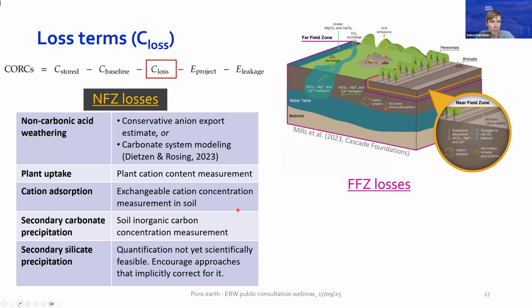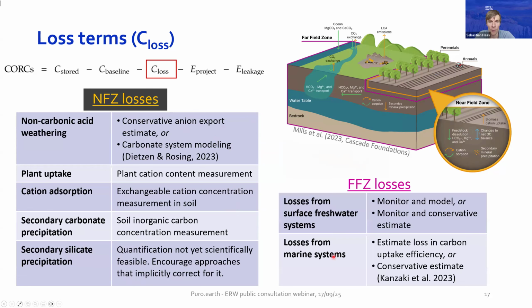And I won't go into the other examples. You can read those in the methodology. Briefly on the far field zone losses, there's two loss terms here: the losses from surface freshwater systems, mostly thinking of rivers here, and losses from marine systems.